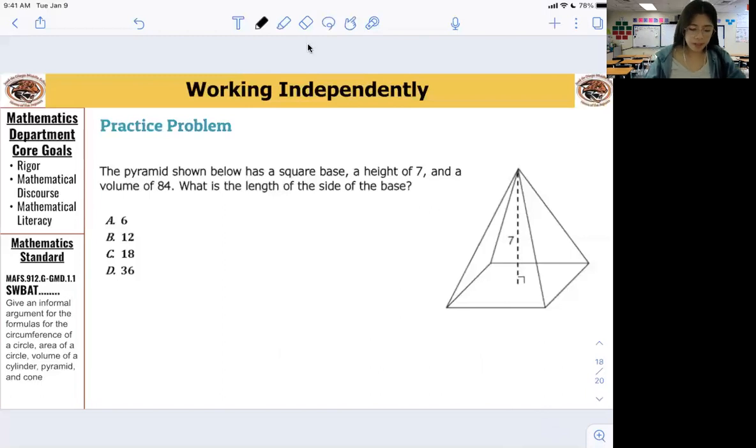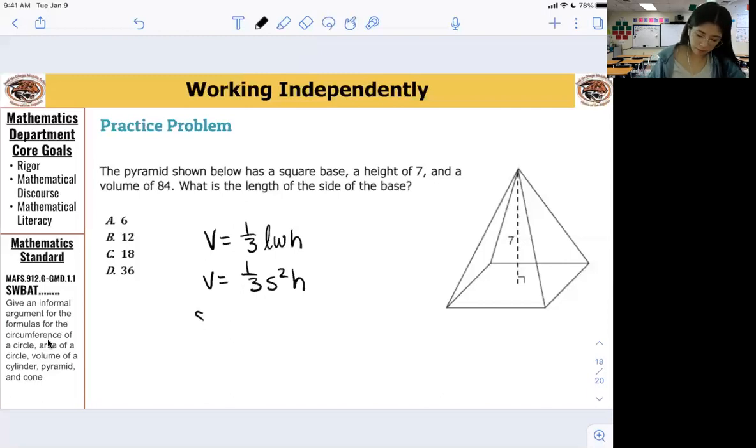We just wrote down the formula. So that's V equals 1/3. And in this case, it's a square pyramid. So length times width times height. Or since it's a square, you can also write it as 1/3 S squared times height. But since it's asking for the length, we know that the length and the width are going to be the same. So the length, we can also call it S. Then I just fill in everything.